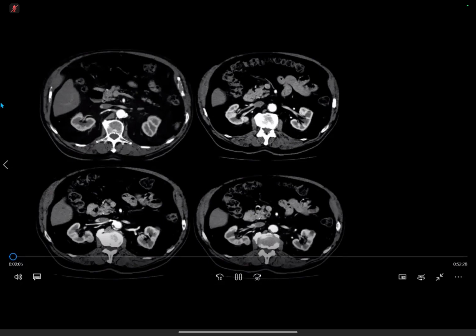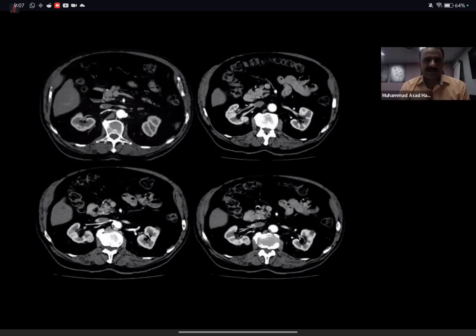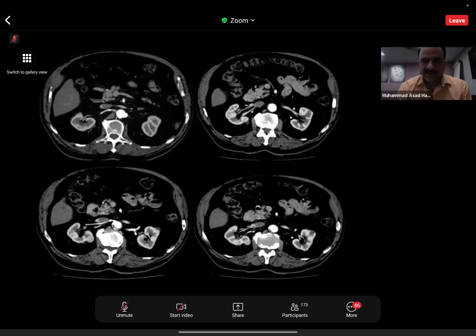Okay. So, candidate 6, I'm presenting another case for you. Selected CT images are there. Can you please describe your findings?